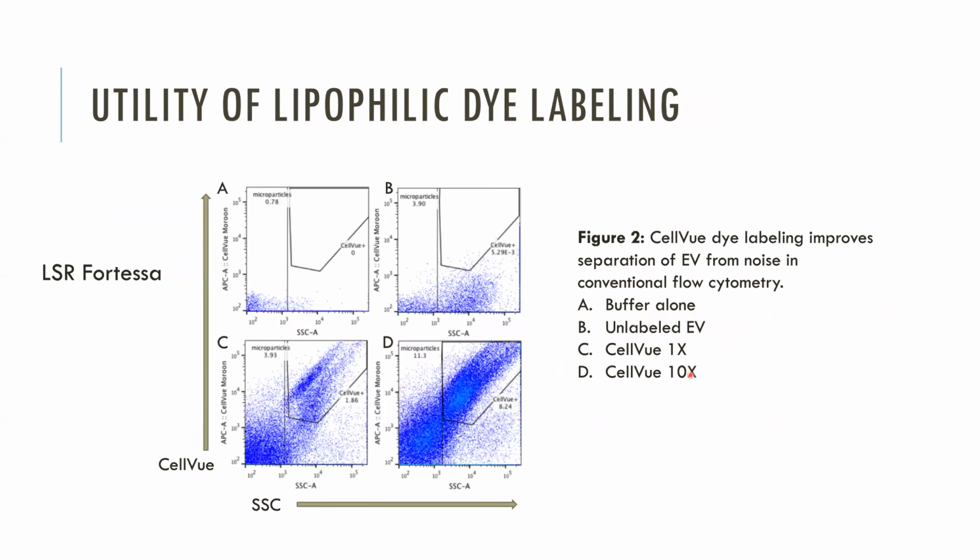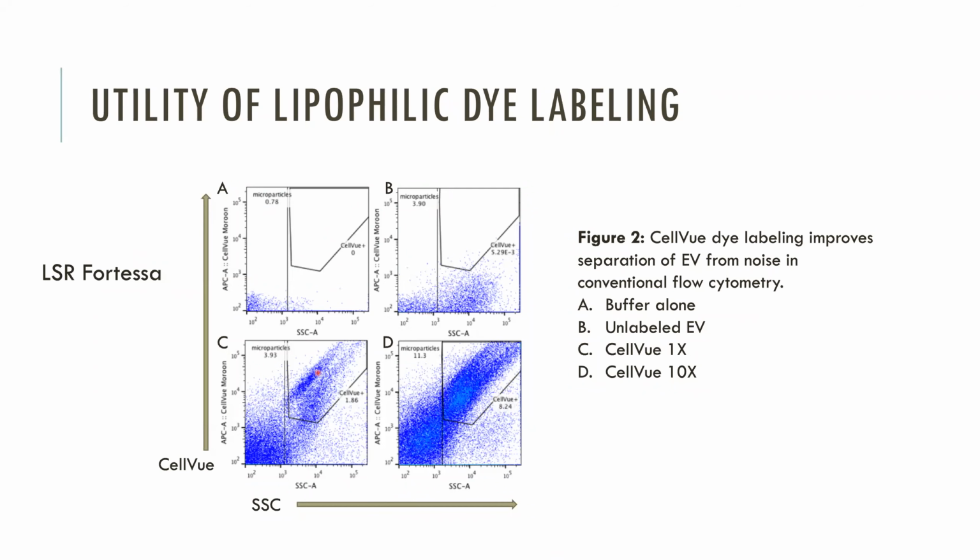Here's what the lipophilic dye labeling looked like the first time we ran it, more or less. This is data from the LSR Fortessa, and you can see that if we look at just buffer, we can see that we have noise on the cytometer. When we look at an EV prep, we start to see that there's events that are well above the noise. We don't really have a good idea of the size of these particles. However, there's not so much more than there were here. We're moving up from 0.78% to 3.9% in this larger gate.